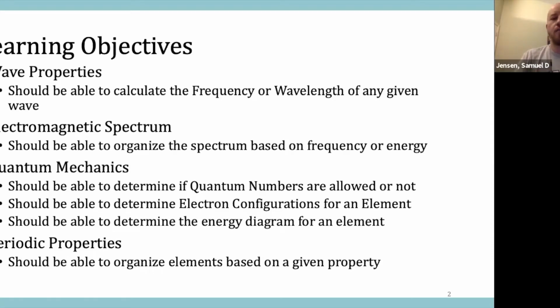We should be able to do very basic calculations to find either frequency or wavelength of an electron. We're going to talk about the electromagnetic spectrum, which I'll probably skip to first, because we'll do the interesting part first. In this case, there is not so much in the way of calculations, but we should be able to organize the electromagnetic spectrum based on frequency or energy and understand what it is composed of. Then we'll talk about different quantum mechanic models.